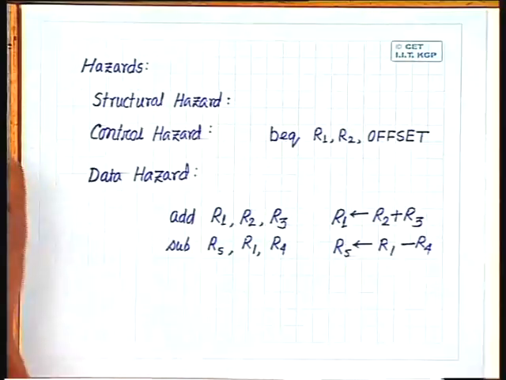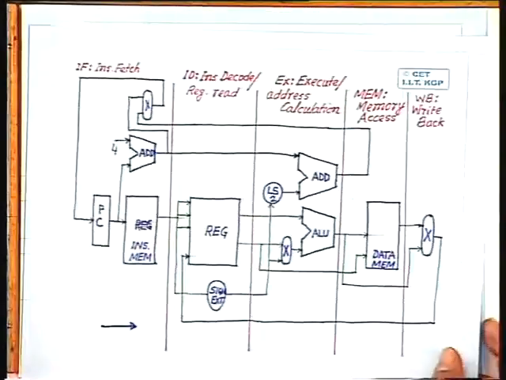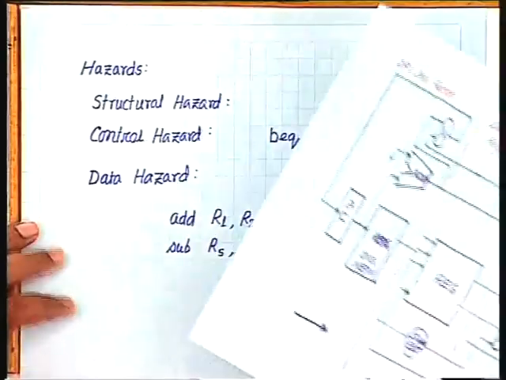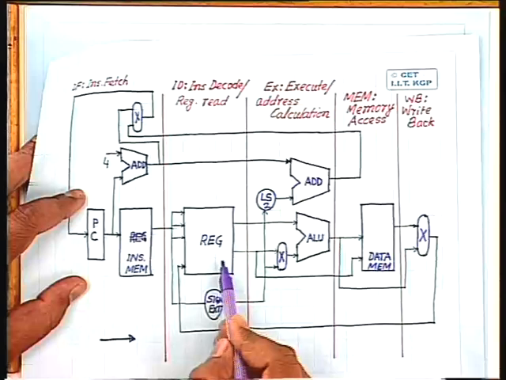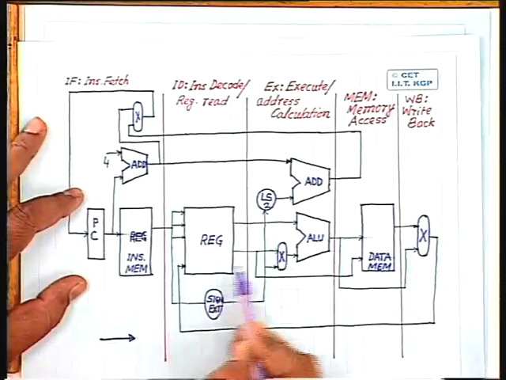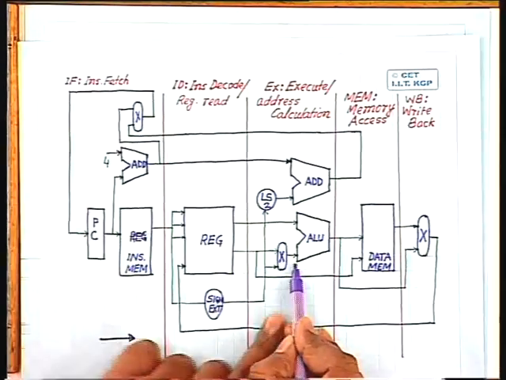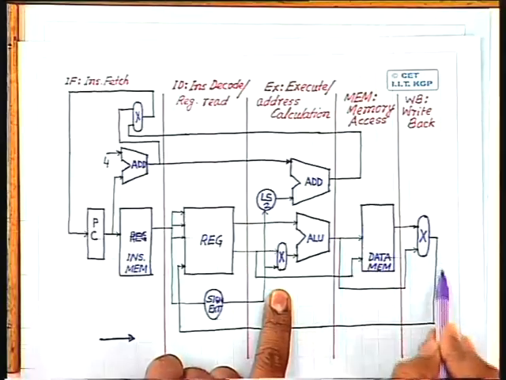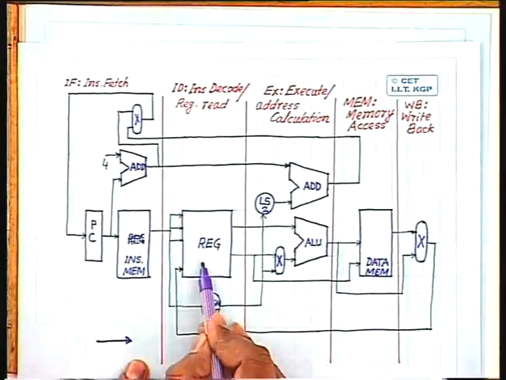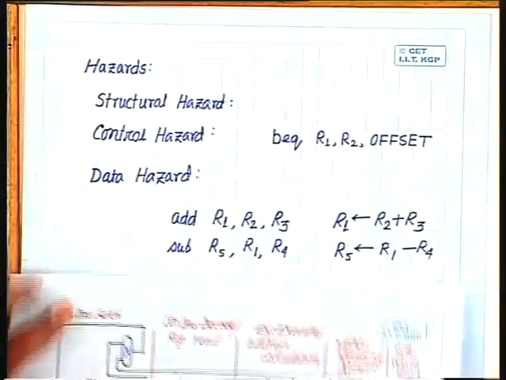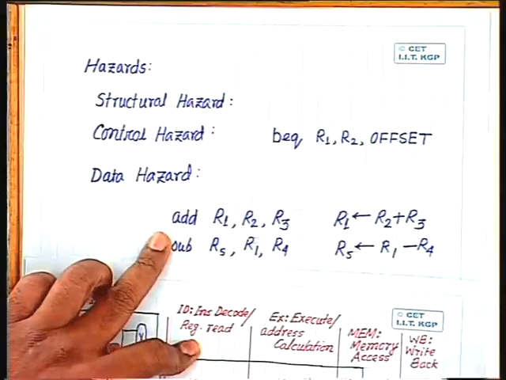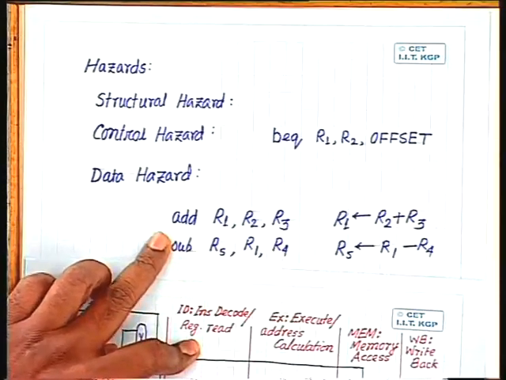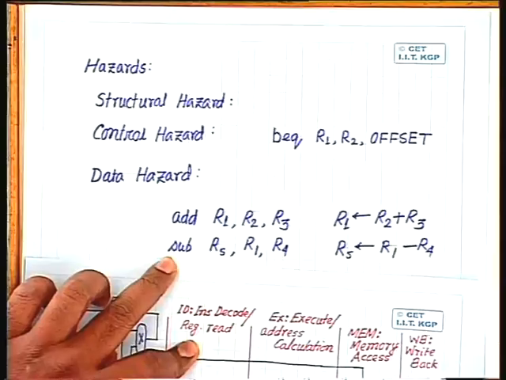Now coming to this pipeline, what happens? The first instruction, add, will come here, instruction fetch, then it will come to ID, then it will come to execute, then it will pass to memory, and only in the write back stage R1 will be written back into the register file. Coming to the second instruction, you find that when the add instruction is in the memory stage, the second instruction is in the execute stage.